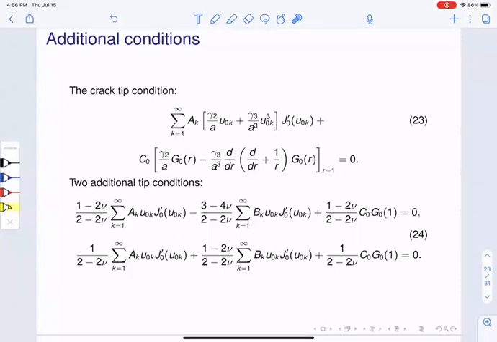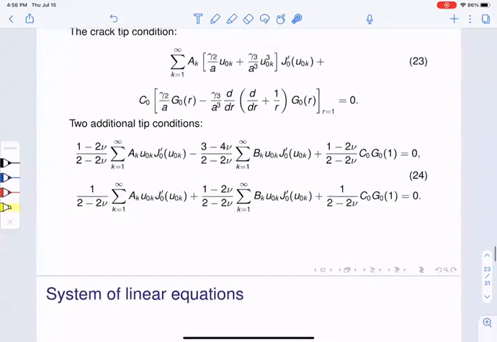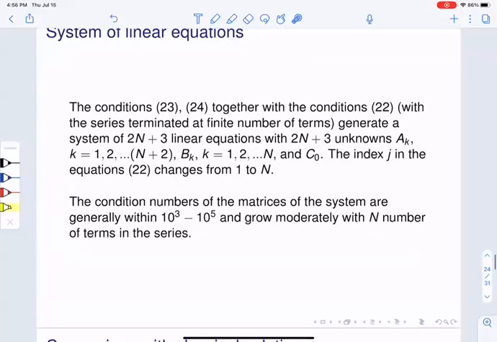So that is a difference with the classical theory. In classical theory, at the crack tips, you have singularities of order 1/2 in stresses and derivatives of displacements. So that is very classic. In this theory, you can actually obtain bounded fields in some cases. In this case, those two additional constants which come from integration allow me to obtain bounded fields. And this converges rather nicely. The condition numbers are generally around 10 cubed to 10 to the 5th, and they don't grow much with n.